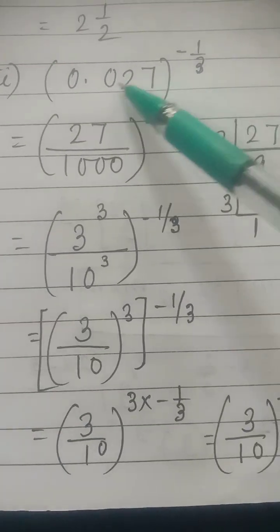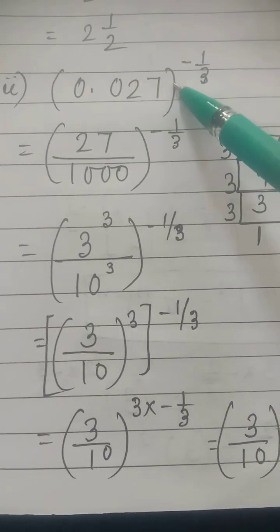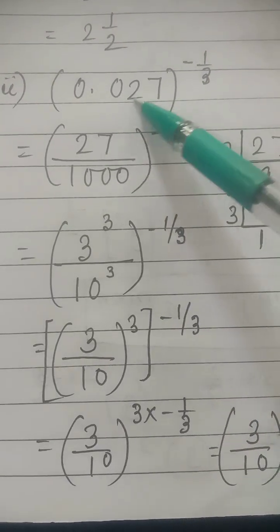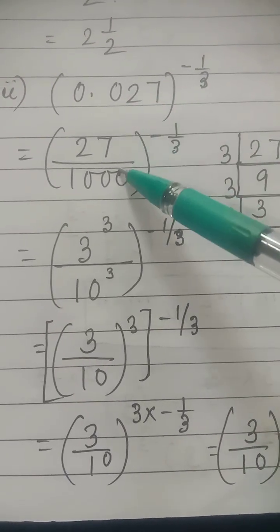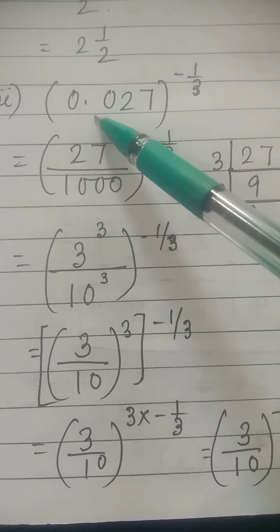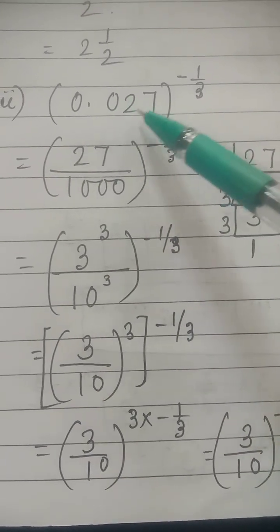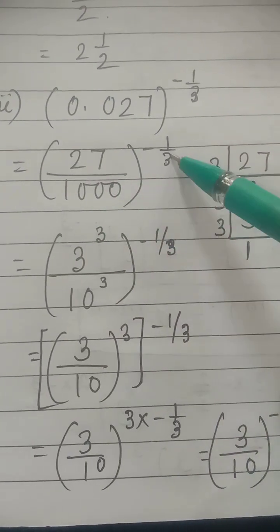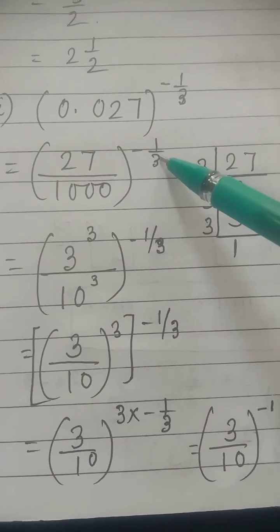Here the question is 0.027 to the power minus 1 by 3. First of all, this is a decimal, so you have to convert it into a fraction. So it's 27 by, how many decimal places are here? 1, 2, 3. So that is why divide by 1000, whole to the power minus 1 by 3.